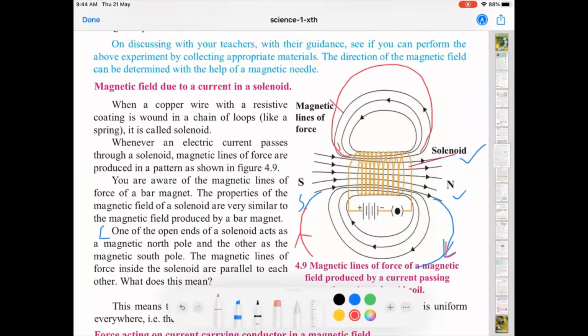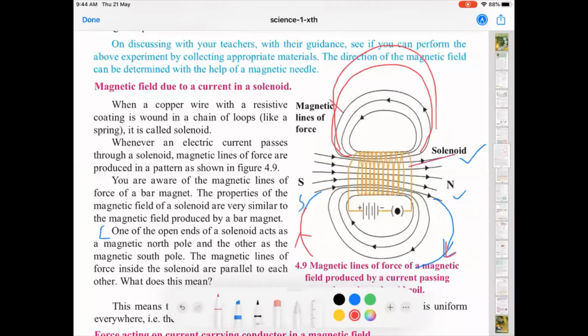Why the distance should increase is because, as I told you, near the coil or any magnet, the magnetic lines of force are closer to each other, and as you go away, the magnetic lines of force are away from each other. The simple reason is that the strength of the magnetic field is more near the magnet or the solenoid, and as you go away, the strength of the magnetic field becomes less.